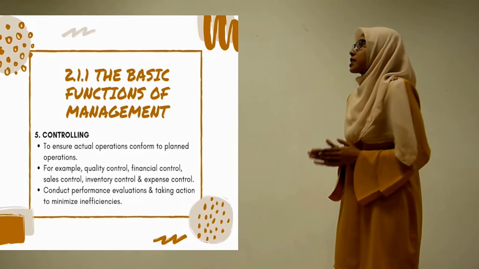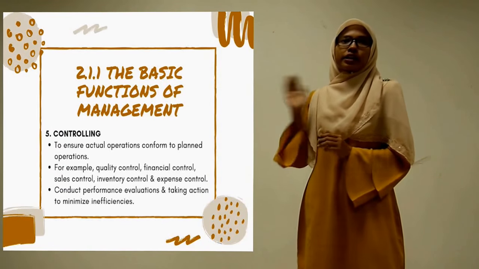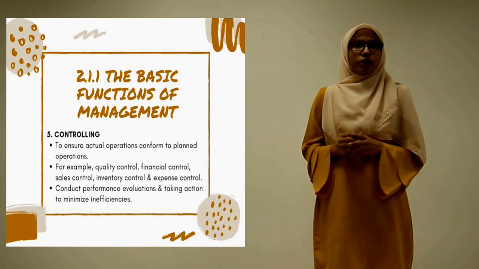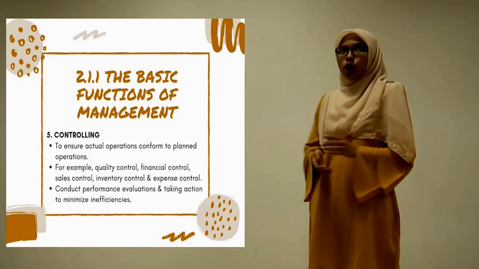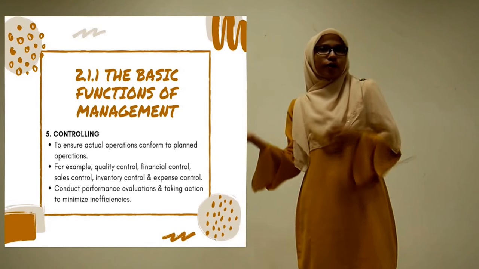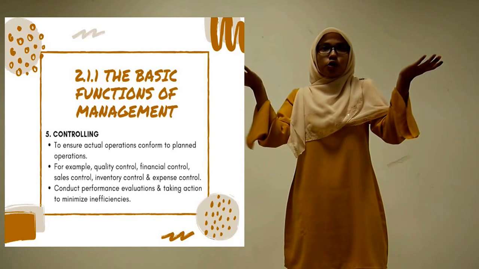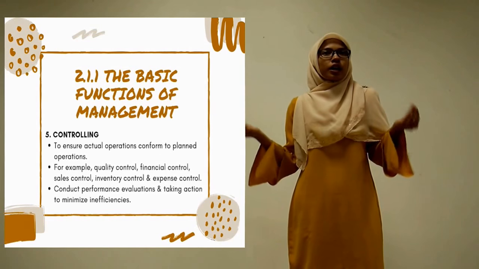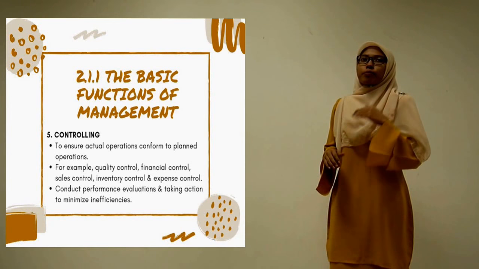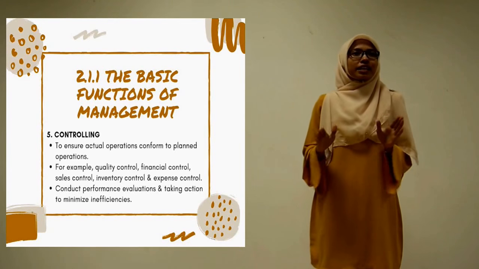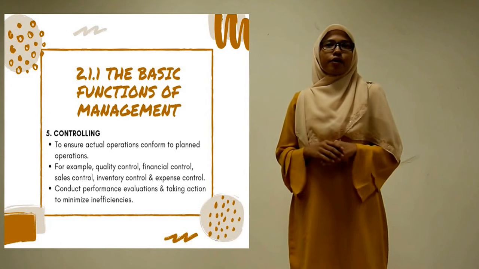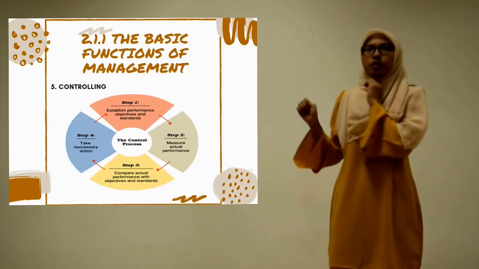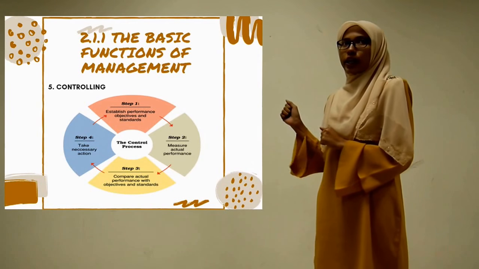And the last one is controlling. Controlling is ensuring actual operations conform to planned operations. For example, quality control, financial control, sales control, inventory control, and expense control. Controlling is conducting performance evaluations and taking actions to minimize inefficiencies. So these are the 4 basic steps of controlling.